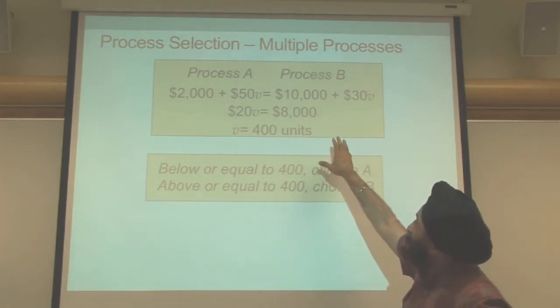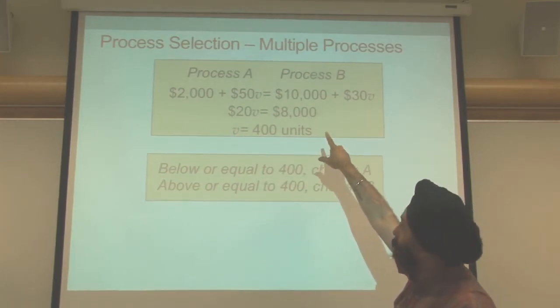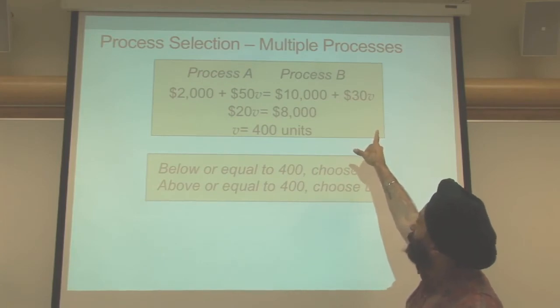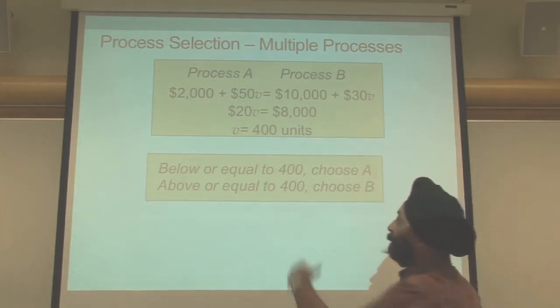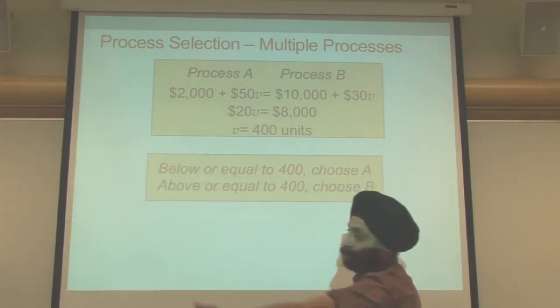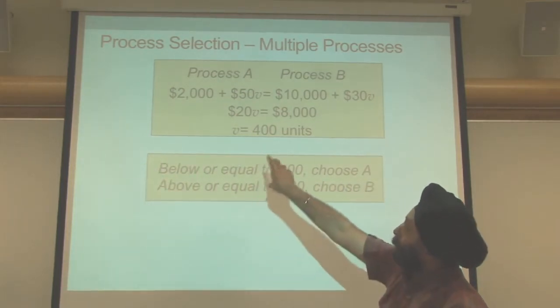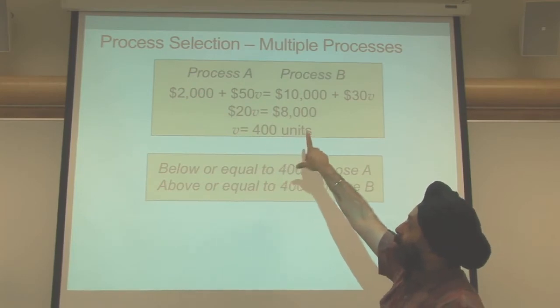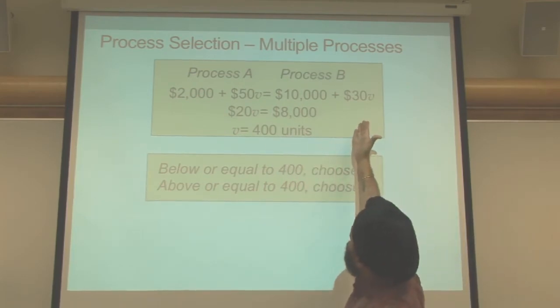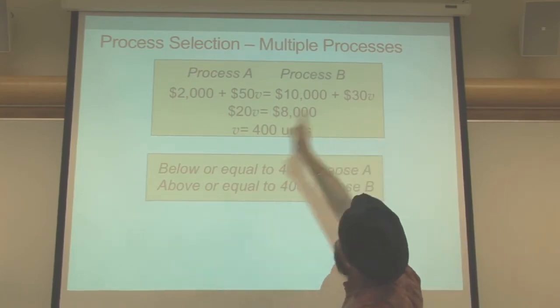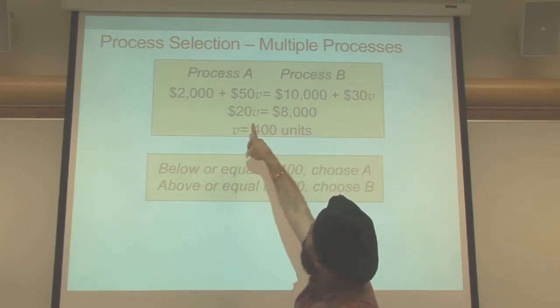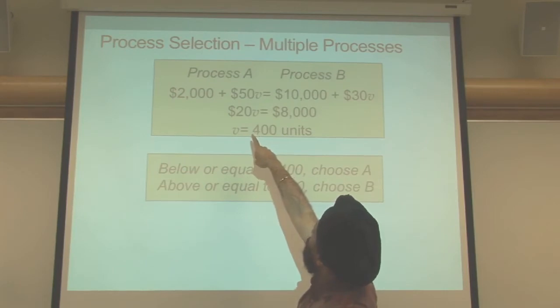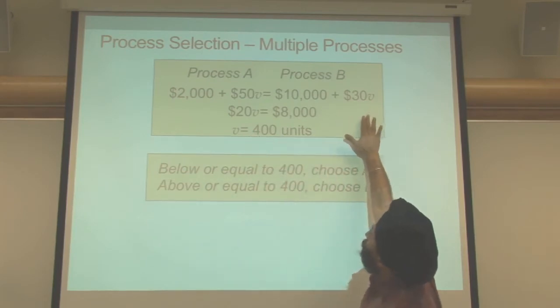We have process B, which has a fixed cost of 10,000 and variable cost of $30 per unit. Compare that with the existing process that we discussed in the previous example. So in that case, 2,000 plus 50V. So in that case, bring all the unknowns on the left side. So subtract 30V from both sides. So 50V minus 30V is 20V, and that cancels out over here.